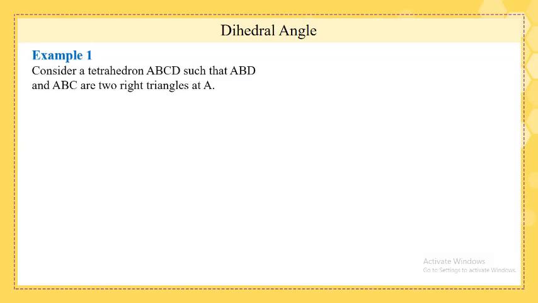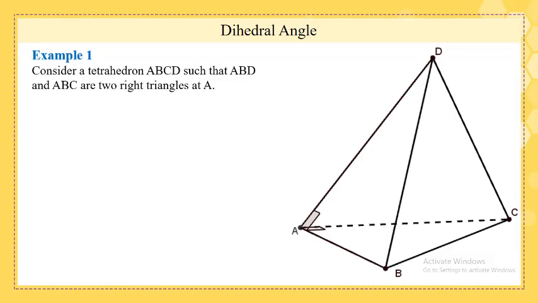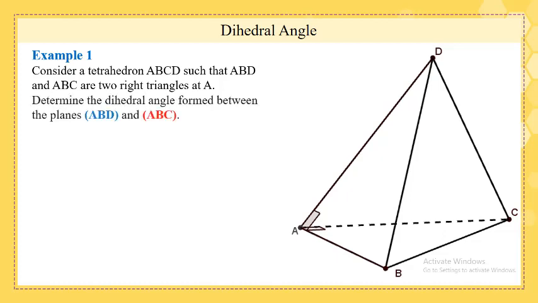Example 1. Consider a tetrahedron ABCD such that ABD and ABC are two right triangles at A. Determine the dihedral angle formed between the two planes ABD and ABC. Well, this is our plane ABD, and this is our plane ABC. As we said before, the first step is to find the line of intersection of these two planes. Can you guess what the line of intersection is? Correct. ABD and ABC intersect in line AB.